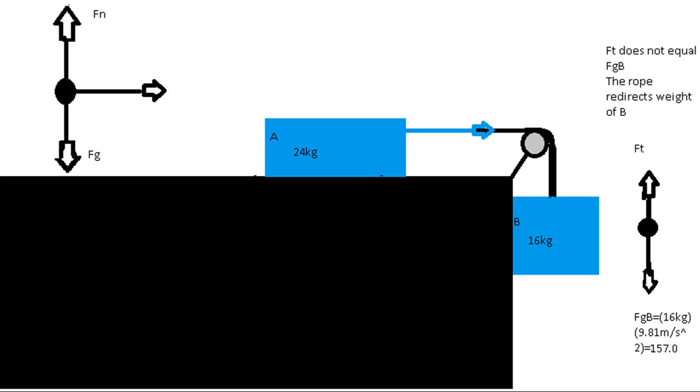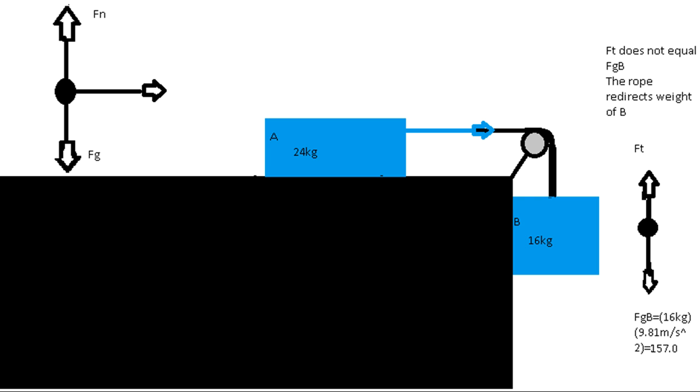The only thing the rope was doing in the problem was changing the direction of the force of gravity from box B. In other words, the weight from box B was being redirected by the rope to move box A along the surface. Just because the rope redirects the weight of B does not mean that the weight and tension are equal. If the boxes are accelerating, they will not be equal.